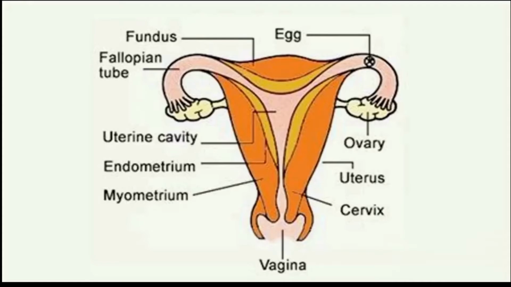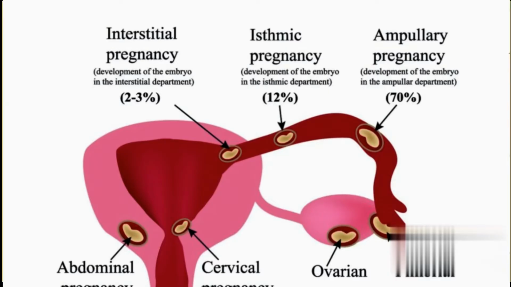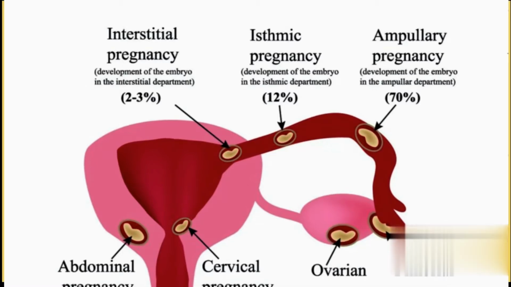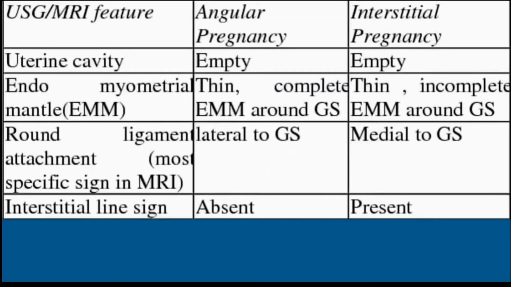So we know the most common site of ectopic pregnancy is the fallopian tube. But the least common site, please understand, is the cervical ectopic, or now also the scar ectopic is coming, that is in previous sections. So these two are the least common sites. In the fallopian tube also, the most common site we know is the ampulla. The second most common site will be the isthmus, and the least common site will be the intramural site.